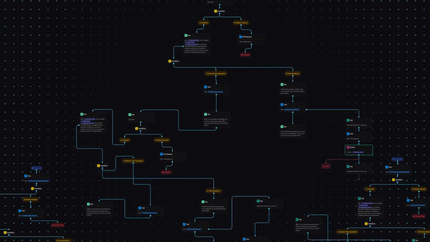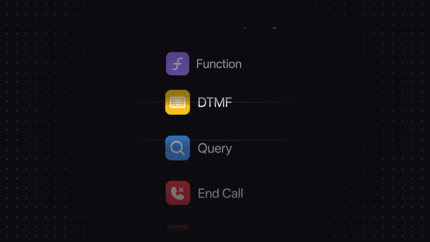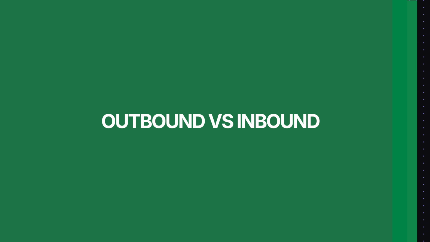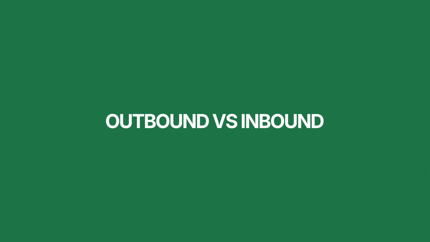Vapi has no built-in CRM integrations. If you do want your call data in your CRM, you're going to need to build that connection yourself through the API. Next, let's talk about outbound versus inbound.